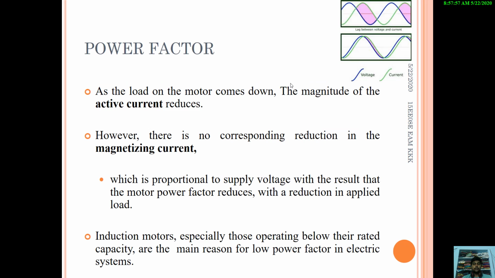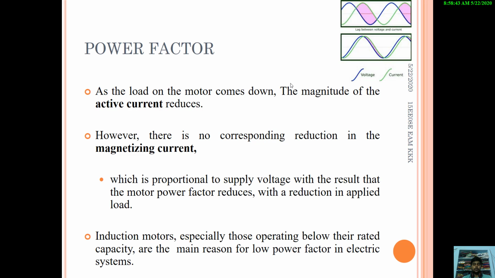Next we will see what power factor is. As the load of the motor decreases, the magnitude of the active current reduces. However, there is no corresponding reduction in the magnetizing current, which is proportional to the supply voltage, with the result that the motor power factor reduces. The only thing that reduces is the active current.